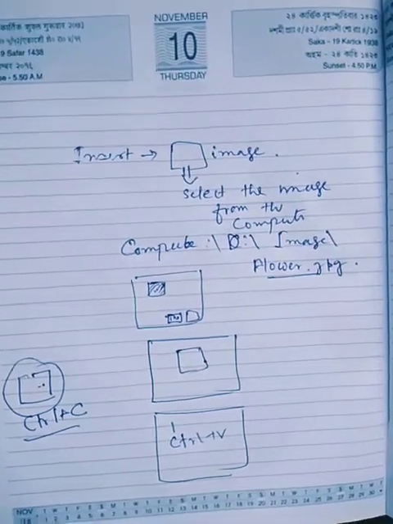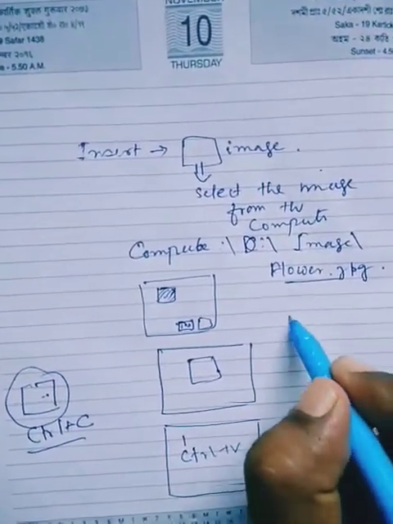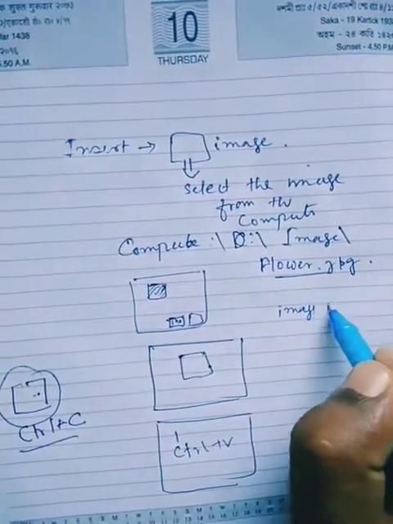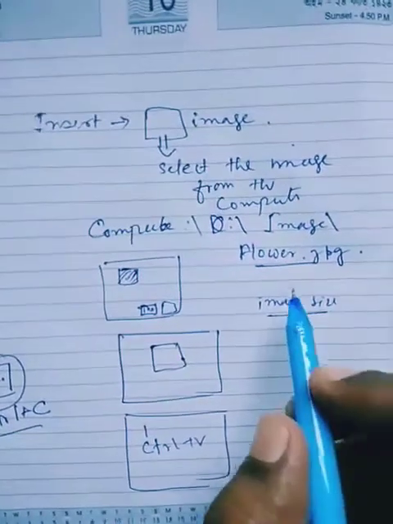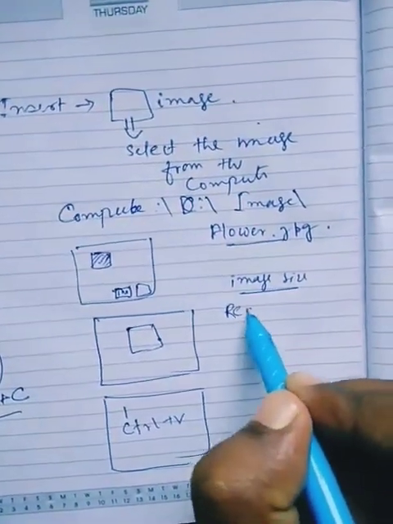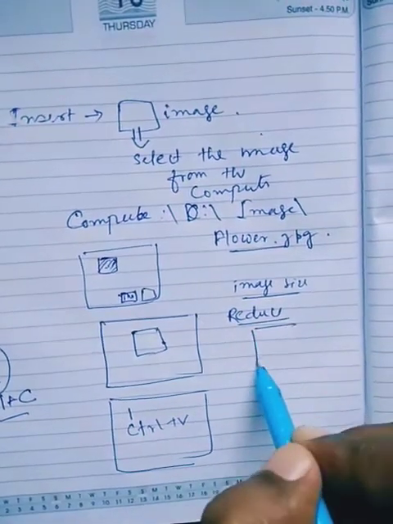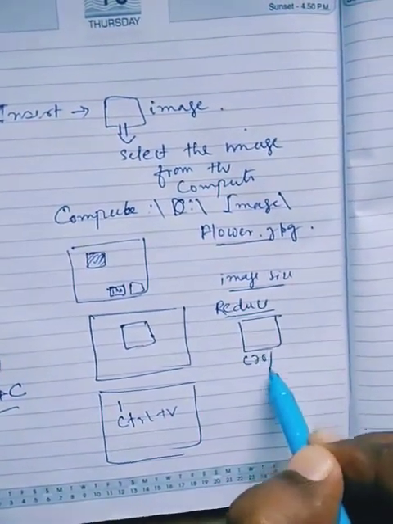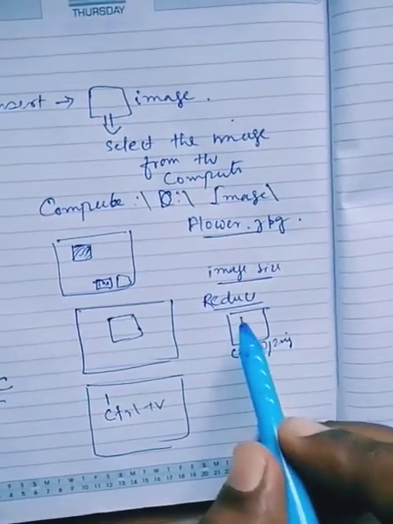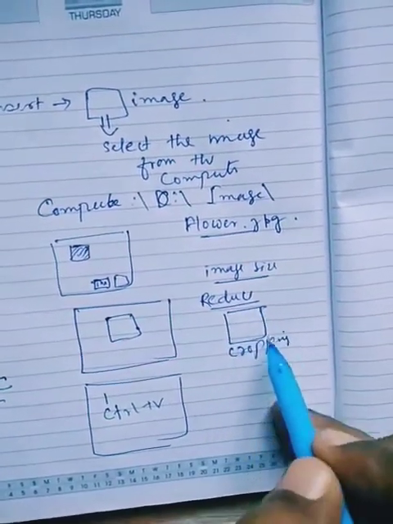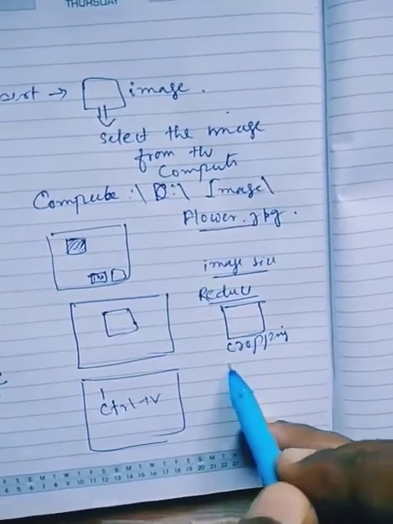Then we need to adjust the image, particularly the image size. Image size is a matter. We can reduce the image size by cropping it. That is called cropping. This particular feature will reduce the image size, and it will take the actual snapshot of it.